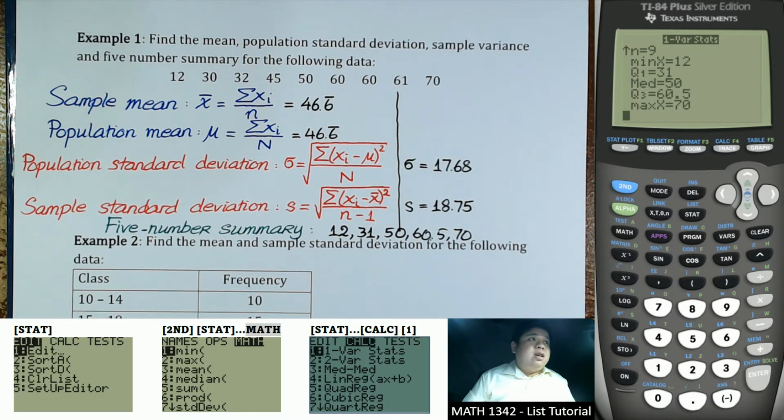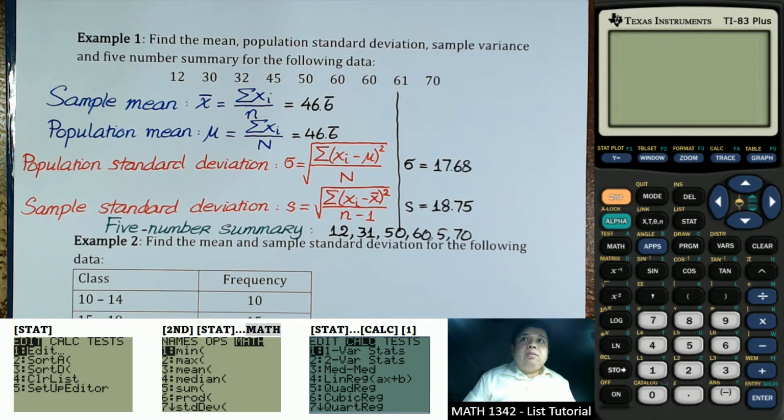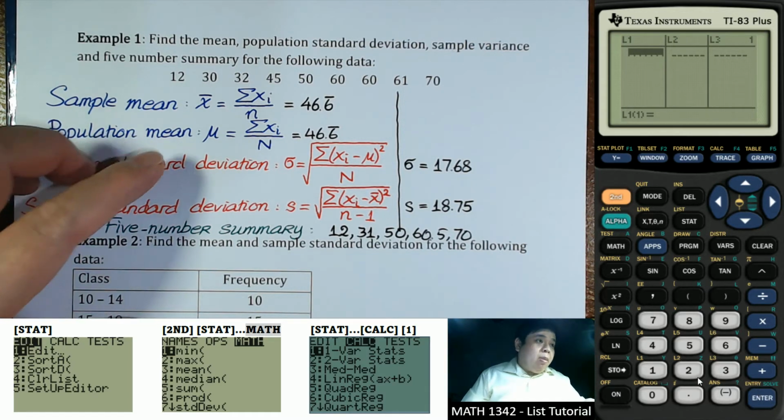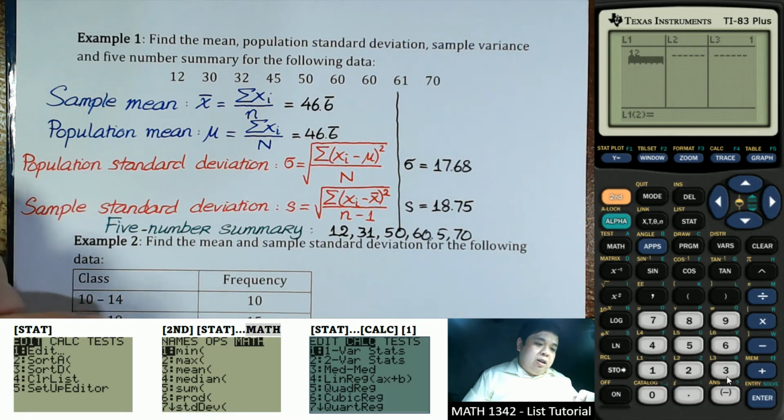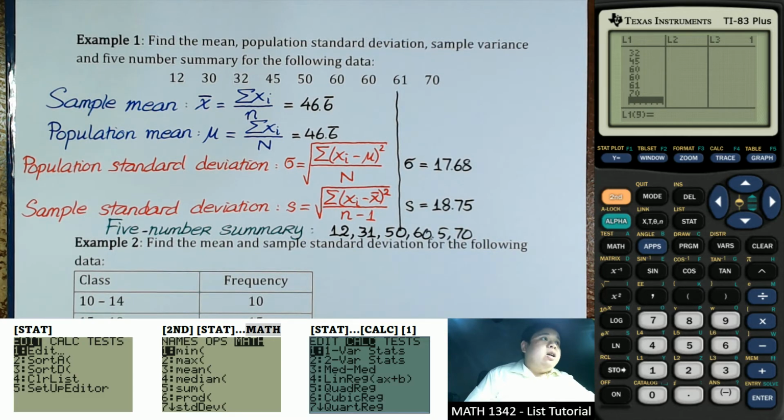Now, that is for a TI-84. Now, if we're using a TI-83, once again, hit stat, edit, and now we enter the numbers. 12, enter, 30, 32, 45, 60, 60, 61, and 70. Once we're done, second mode, back to the home screen.